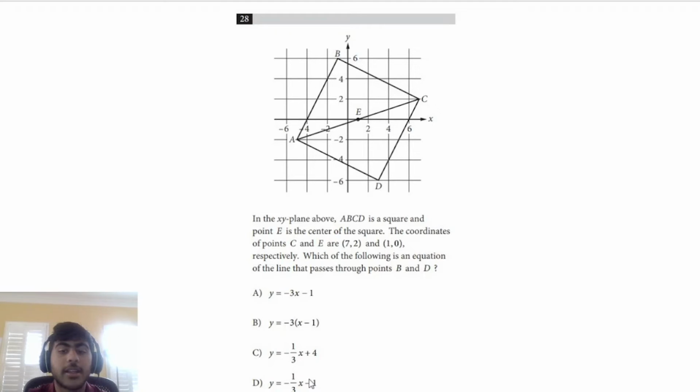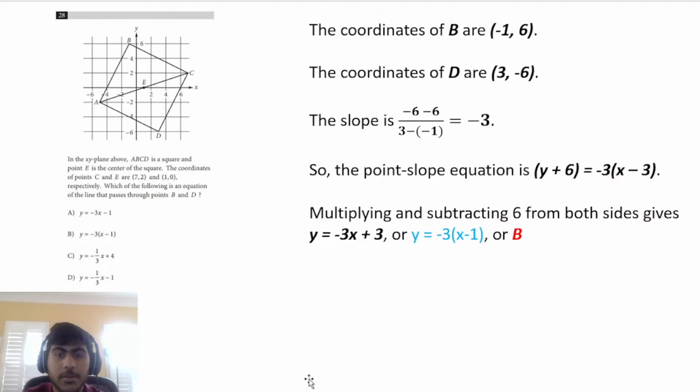First, we can find the equation of line AC and then find the perpendicular line through E, right? Because that would also give us the line through B and D. That's not what I chose to do. I chose to just find B and D itself and then find the line from there. I thought it was easier, but of course you can pick what you want to do.